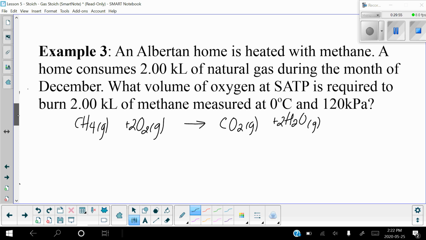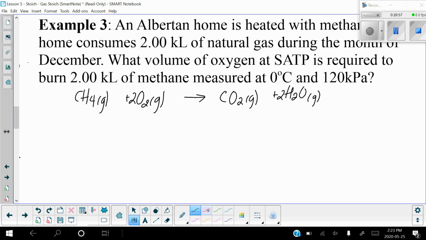Okay, let's go ahead and list some of these things. I've already written us a balanced equation. And then from here, we are going to list some things. So what volume of oxygen at SATP? So we're looking for volume of oxygen at SATP, which we know has a molar volume of 24.8 liters per mole. Is required to burn 2.00 kiloliters of methane measured at 0 degrees Celsius and 120 kilopascals.